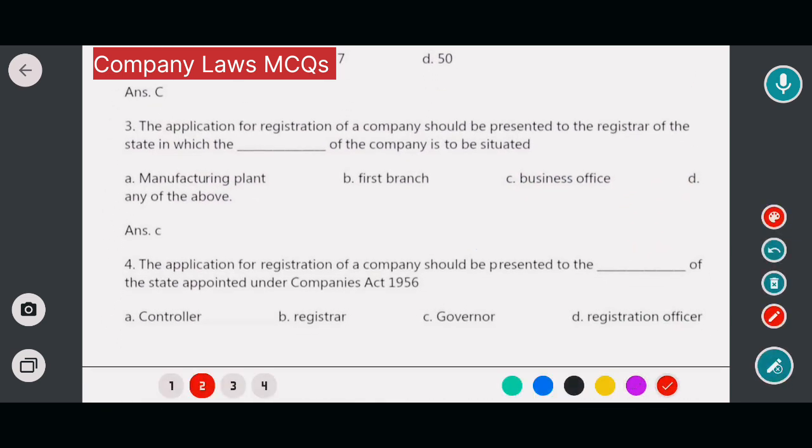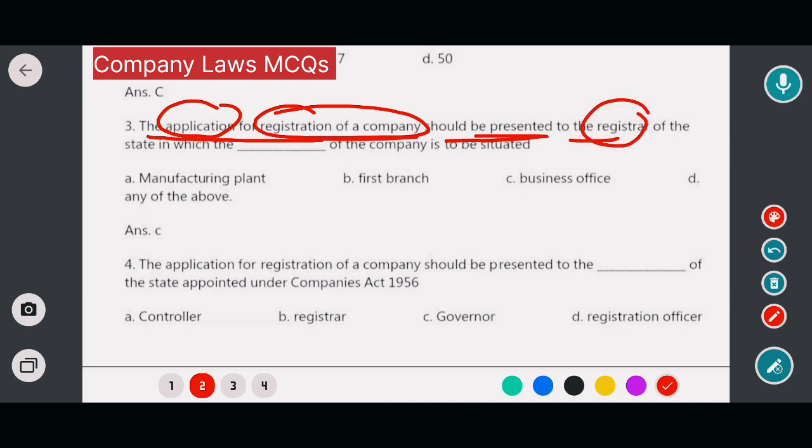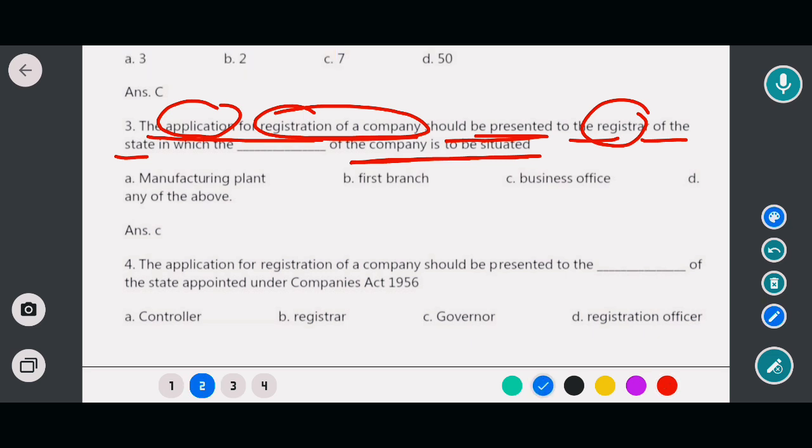Next question is the application for registration of a company. The application for the registration of a company should be presented to the registrar in which the dash of the company is to be situated. So the options are option A manufacturing plant, option B first branch, option C business office and option D any of the above. So in this case the correct option would be option C, that means business office.